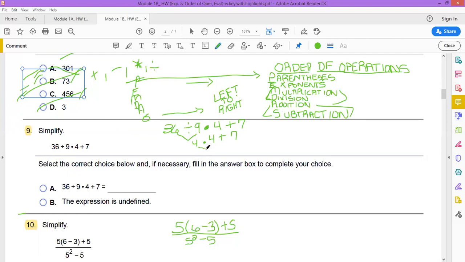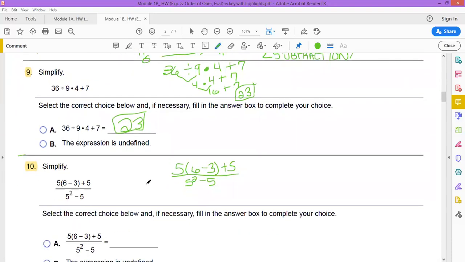Next, we have multiplication. 4 times 4 gives us 16. And then we'll carry down our addition symbol and our 7. And then lastly, we want to add that 16 plus the 7, so we can go ahead and get our final answer, which will be 23. So for number 9, we get 23.